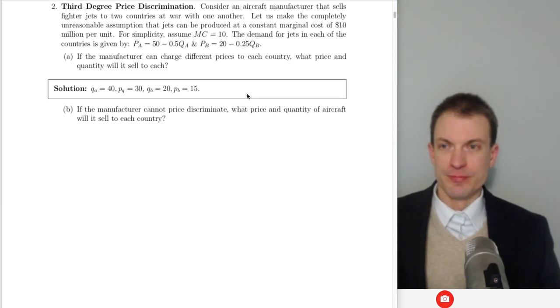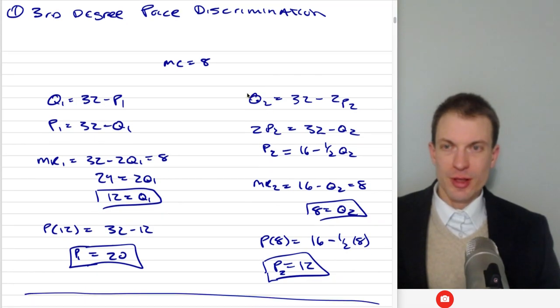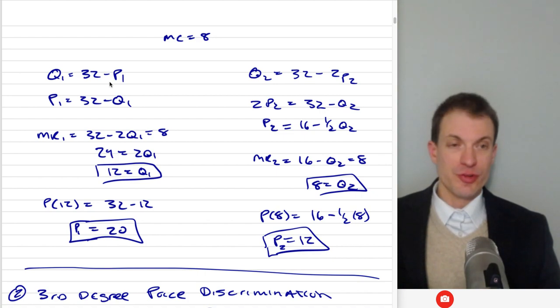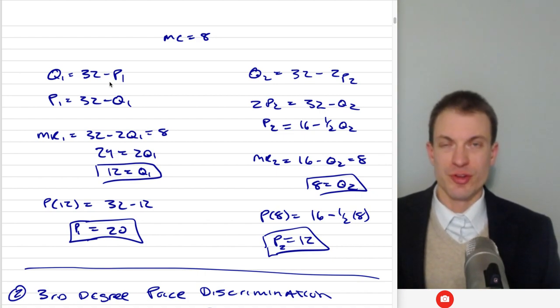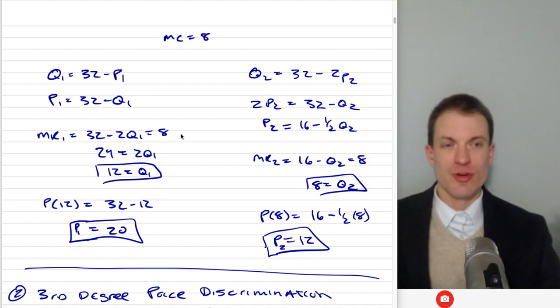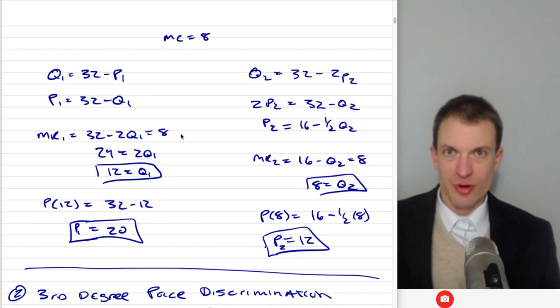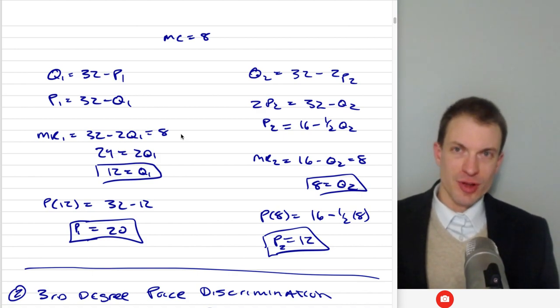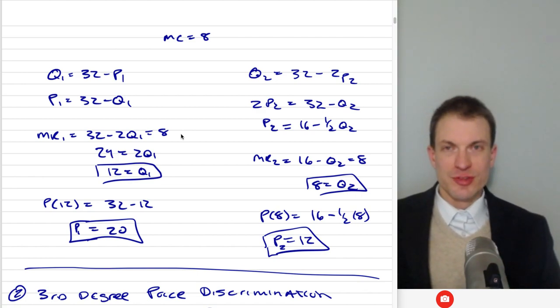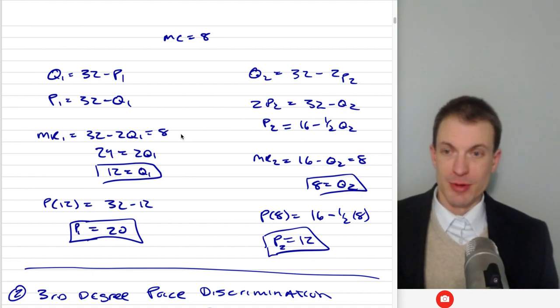All right, here's my solution. Marginal cost is 8. Here were those demands. The first thing I'm going to do is transform the demands into inverse demands, and that's going to allow me to skip immediately to the MR equals MC solution rule for a single monopolist. So when you're solving a third degree price discrimination problem, basically you're just trying to find where marginal revenue equals marginal cost in the two separate segments of the market. So you're basically solving two single price monopoly problems in parallel.